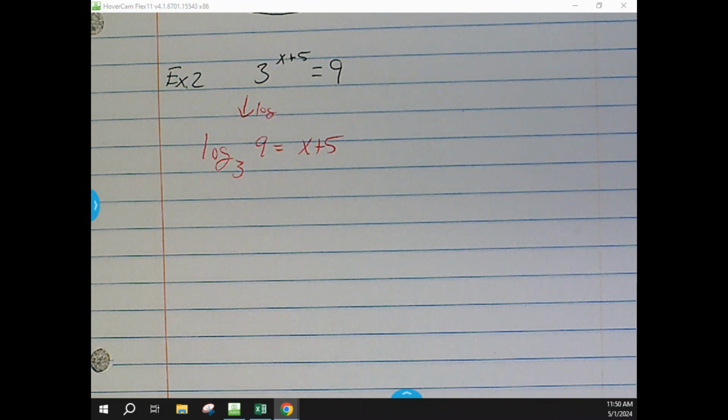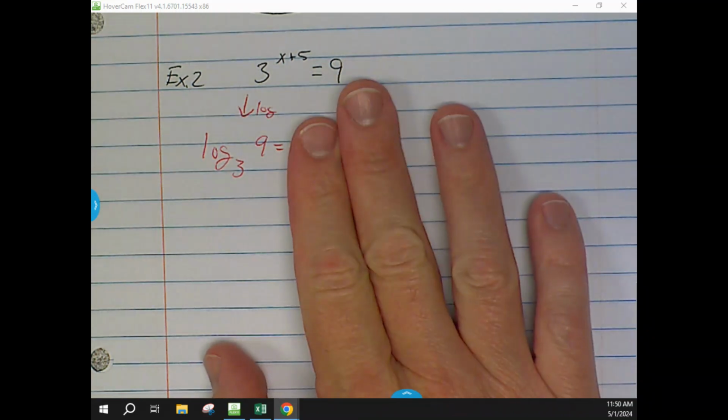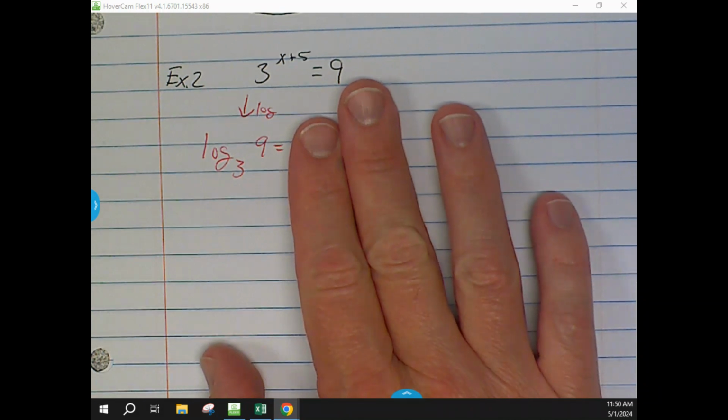All right, and again, calculator check. Don't say the answer out loud. It's log base 3 of 9. What number do you get? Just keep the voices in your head in that case. Don't let the voices out.